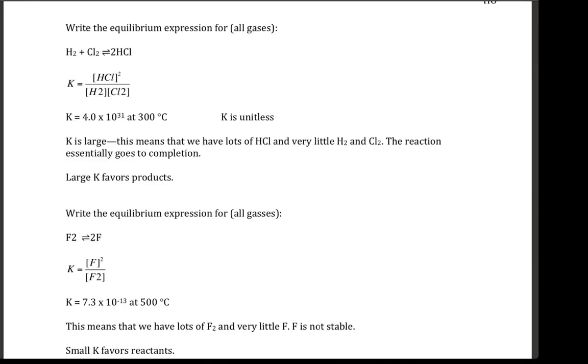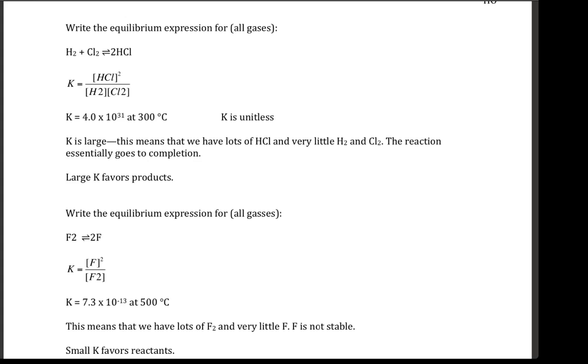Okay, so we will write the equilibrium expression for two reactions. They're all gases. Our first one is H2 plus Cl2 in equilibrium with 2HCl. By the way, notice we say in equilibrium with when we have the equilibrium symbols, or we could simply say yields. Saying in equilibrium with is giving a little bit more information. Our equilibrium expression would be K equals HCl squared over H2 times Cl2, and by that, of course, I mean their concentrations in units of molarity usually.